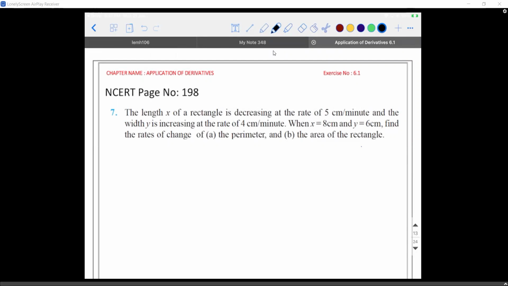Okay. The seventh one is also similar to the example problem that we did. You guys do it and tell me. Let's see if your answers are matching. I'm not going to do it.